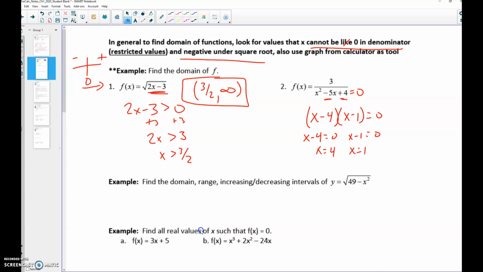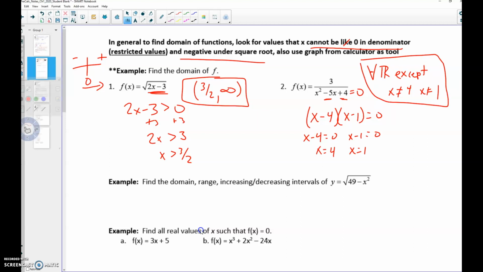Okay, so a fancy way to write this is using notation. The upside down A means all, and then the double bar R means reals, except x cannot equal 4 and x cannot equal 1. Okay, so that would be one way to say it. There's also interval notation, but that one's a little bit goofy, so I would rather just keep it short and say all reals except for x equals 4 and x equals 1. Okay, so next example.